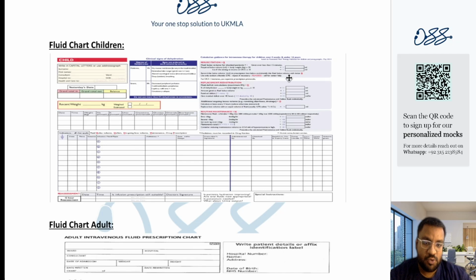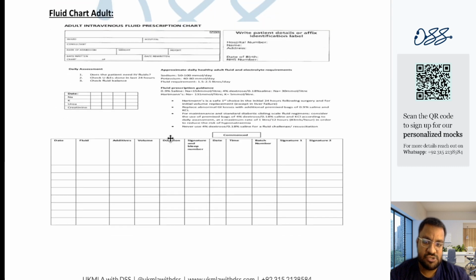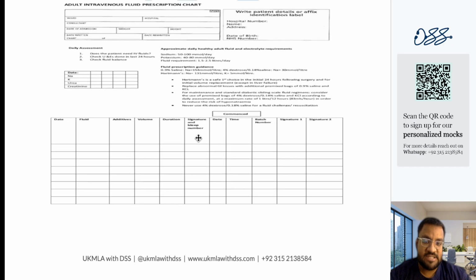Okay, you need to do the calculation over here on this side, and then you have to write the name of the fluid, and the additive that you need to give, and the rate at which you need to give that particular fluid, and how much fluid you need to give. All of it needs to be written over here. And in the adults, you would have to do it in a similar way, not the same way, but this is how the adult chart would look like.